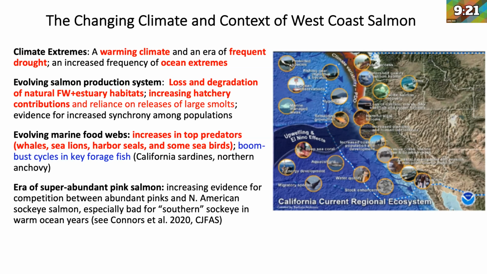And Brendan has a really nice paper that looked at the interaction among climate, pink salmon, and the impacts on sockeye salmon production from Western Alaska down into British Columbia and Washington, showing that having this combination of very abundant pinks and warm ocean temperatures has been especially bad for the productivity of southern sockeye.